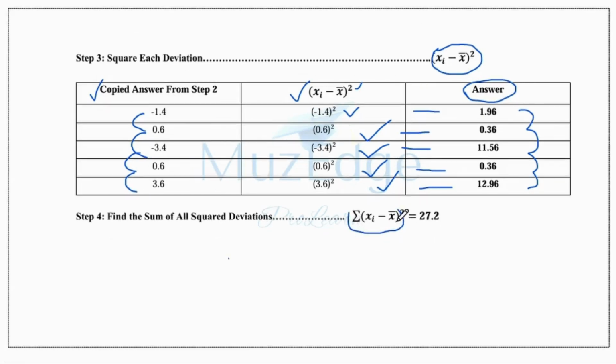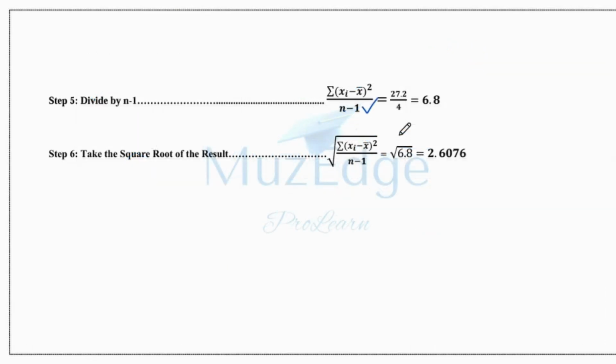Now it's time for step 4, finding the sum of all squared deviations. In the previous step, we found these squared values 1.96, 0.36, 11.56, 0.36, and 12.96. Let's add them all together. 1.96 plus 0.36 is 2.32. 2.32 plus 11.56 is 13.88. 13.88 plus 0.36 is 14.24. 14.24 plus 12.96 gives us a total of 27.2. So, the sum of squared deviations is 27.2.